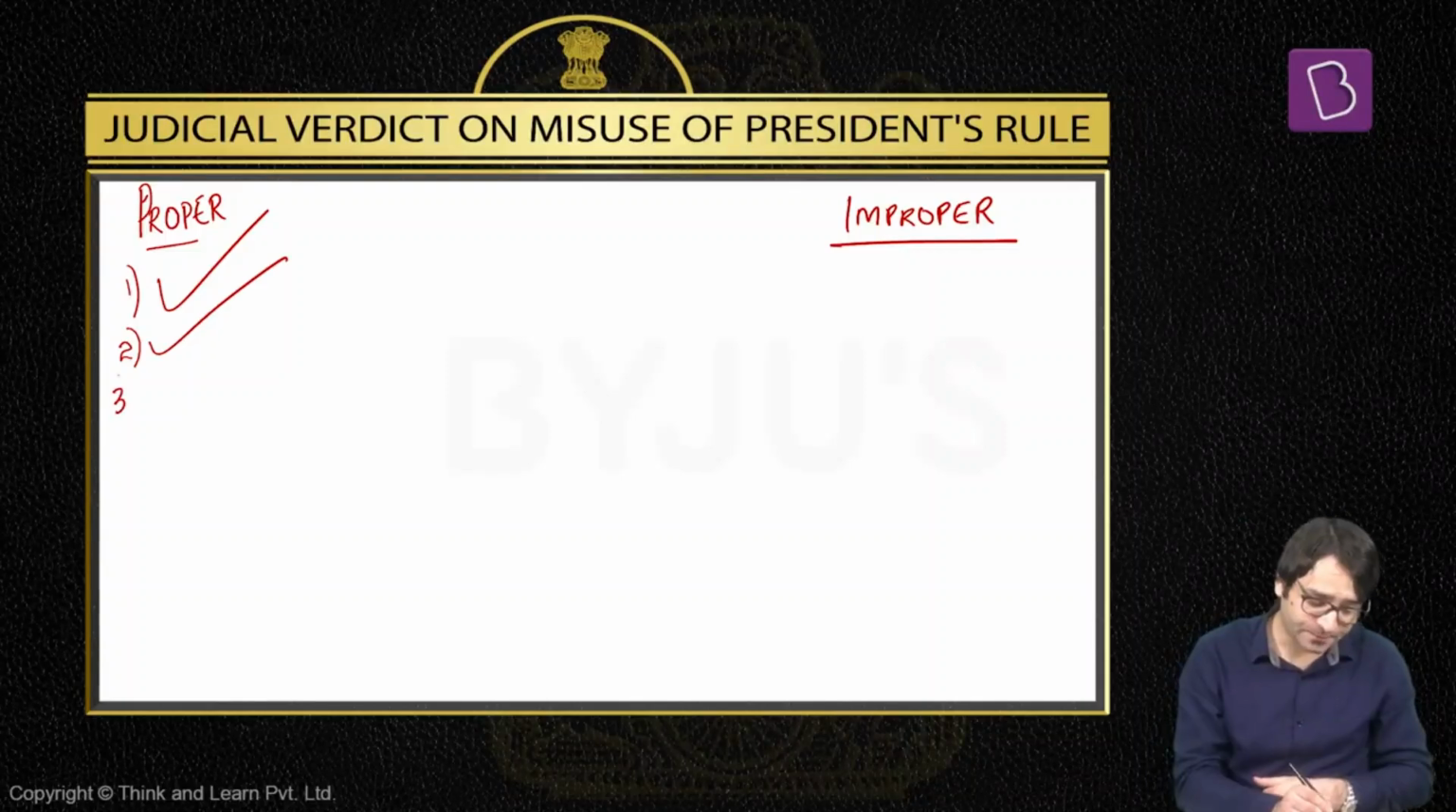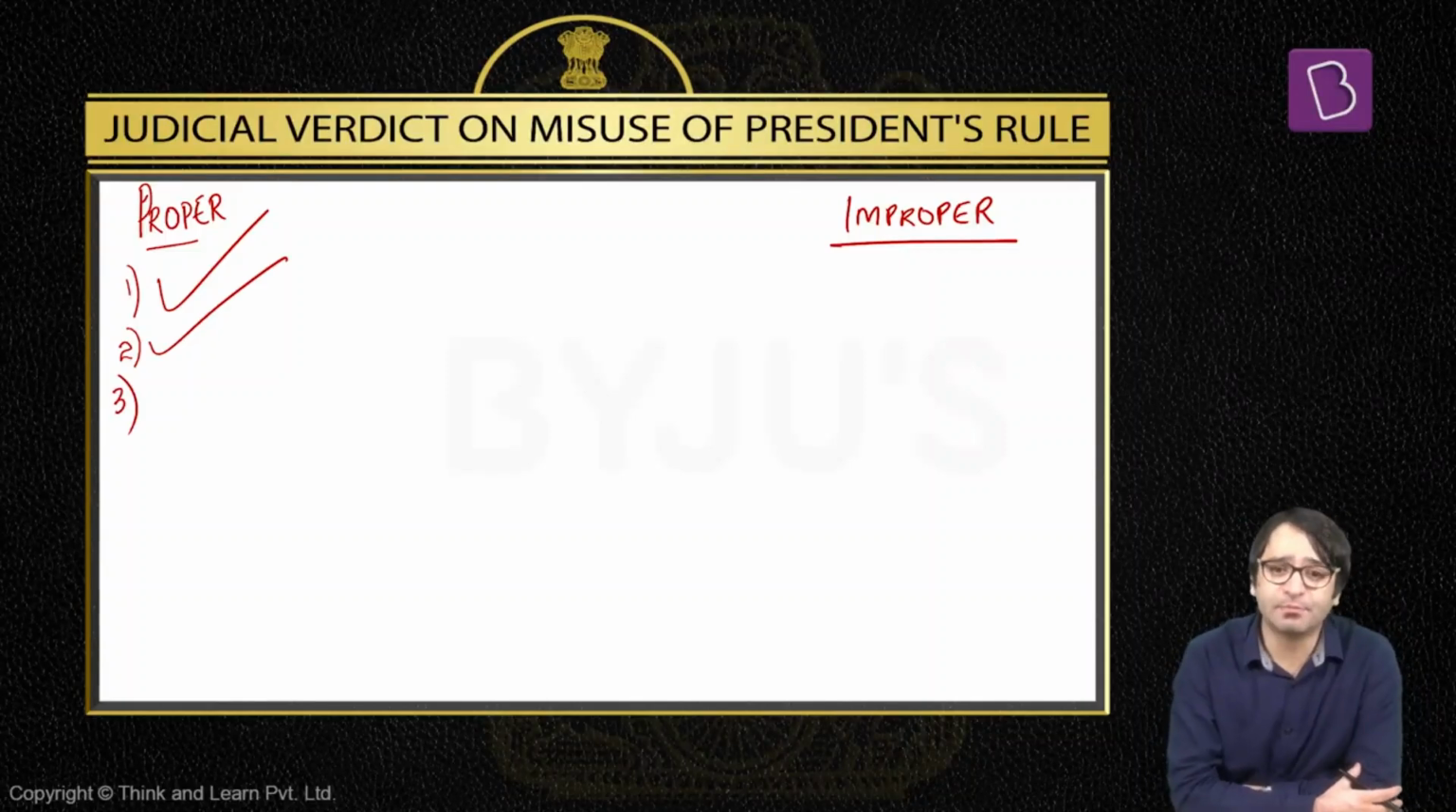Third fit case: directives are issued by the center to the state. Let's say, for example, to the West Bengal government, please implement CAA. Why are you saying that we will not implement CAA?